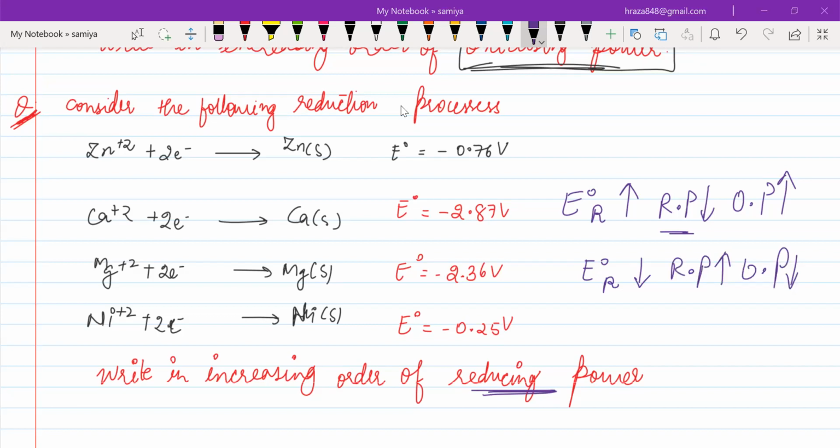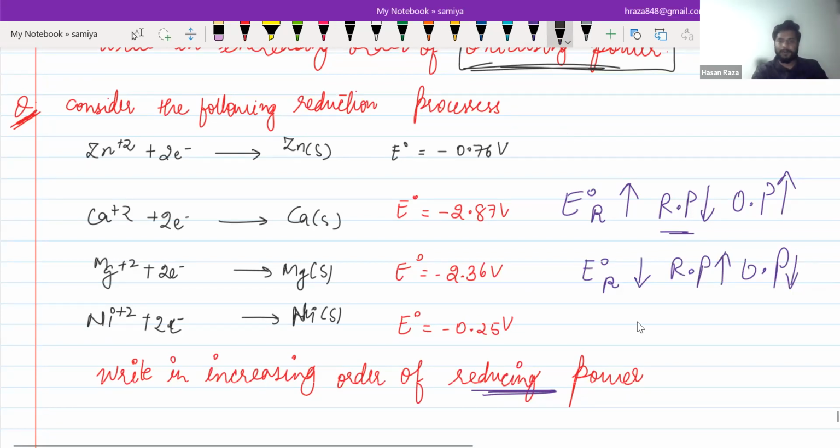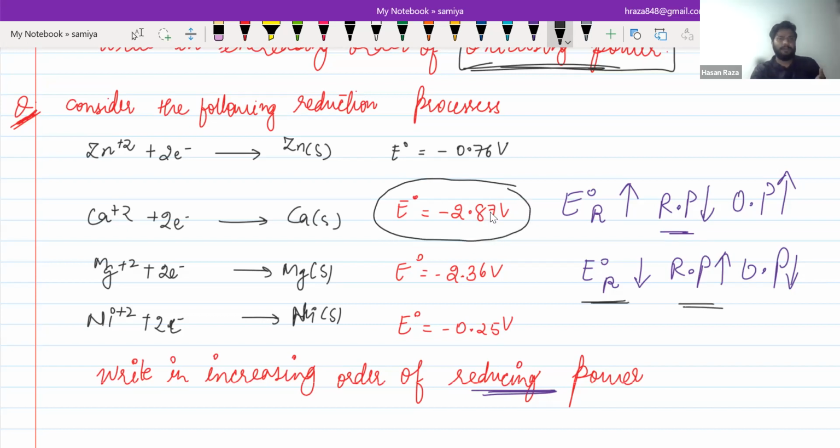Yes, sir. This is also a wrong answer, I think, Samia. So see, what will be the answer? The least value of E° will have the most reducing power. So which one will have the least value? Minus 2.87, more negative value, very small value. So this calcium has the most reducing power. Then we can think of this magnesium.